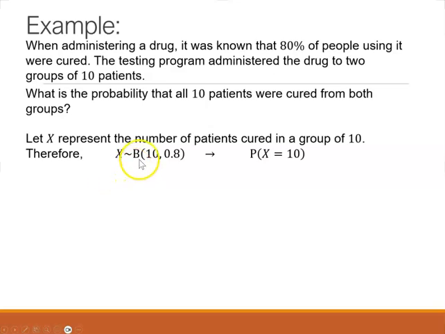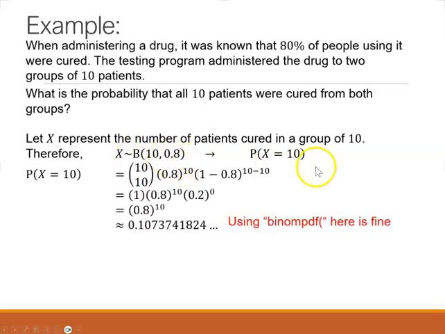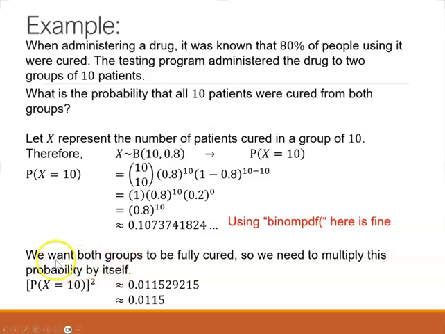So that's easy to do. Probability, since it's binomial, of 10 cures is just going to be binomial PDF, 10, 0.8, 10. There's my number. So if it's both groups, it's going to be P of X equals 10 times P of X equals 10, or P of X equals 10 squared, and there we go.